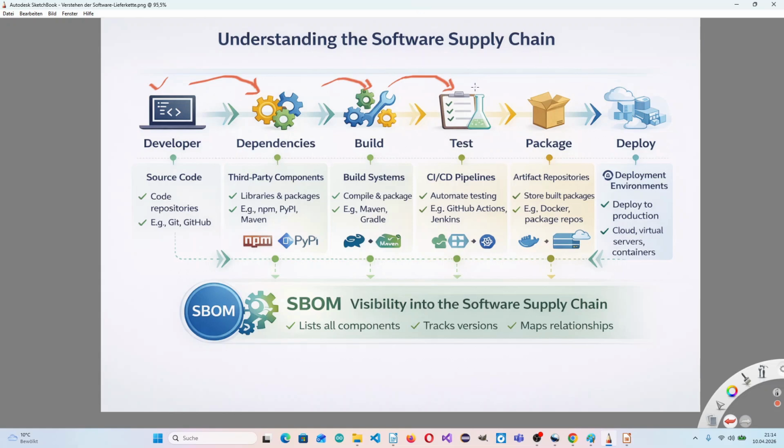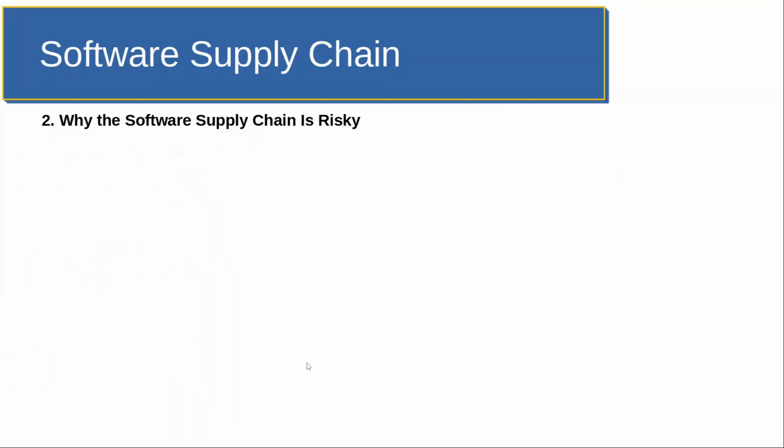And then we have artifact repositories, which store built software packages, like for example Docker or package repositories. And then we have deployment environments, and this is where the software runs, for example the cloud, virtual servers, or containers. But why is the software supply chain so risky?